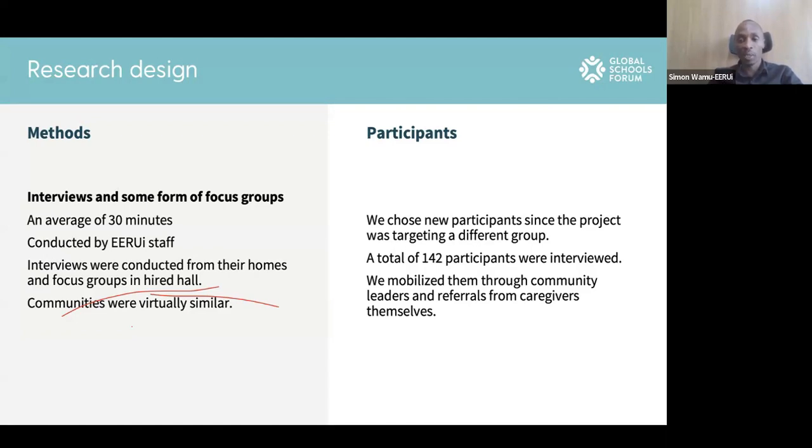So we recruited new participants, and a total of 142 participants attended the interviews. For the focus groups, the number reduced to around 50, with each of the five staff members conducting a focus group of around 10. As I said before, we mobilized these participants through community leadership, and the caregivers we had recruited earlier also referred us to other caregivers, whom we approached, and they were kind enough to accept our interventions.